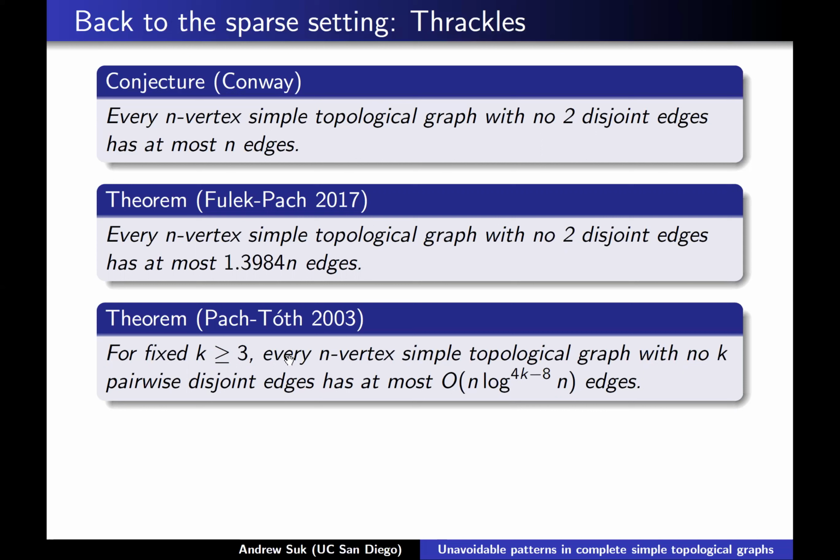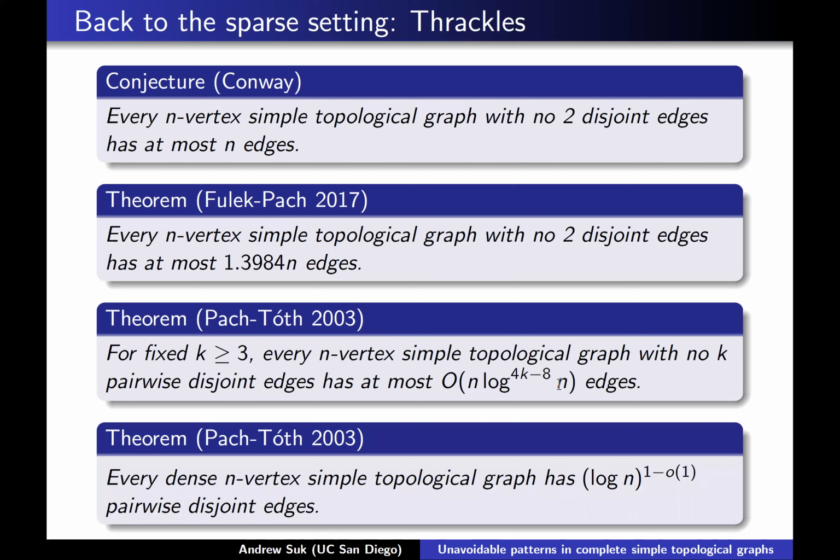And so finally, now if you ask that dense question, what if your graph is dense? Not necessarily complete, but if you have a dense simple topological graph, well, now if you just set this equal to n squared or epsilon n squared, then this is how you can conclude that dense n-vertex simple topological graphs have basically log n pairwise disjoint edges. And whether or not you can improve this log to a polynomial in n is still an open problem.